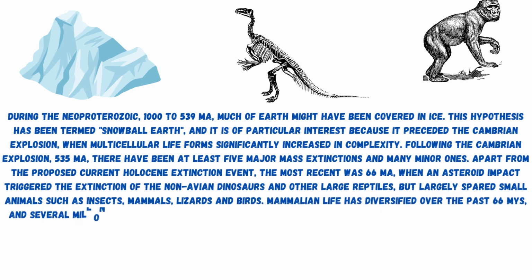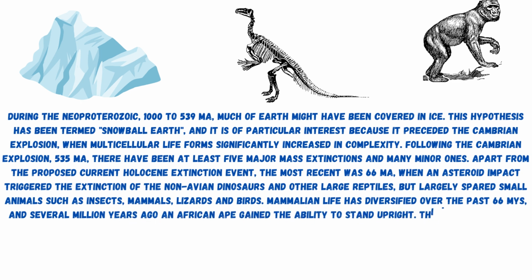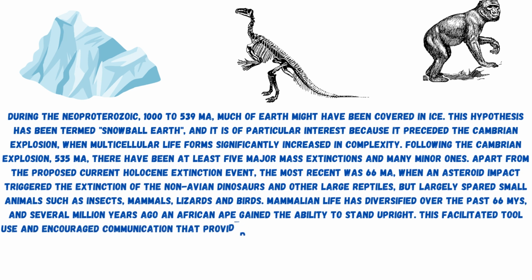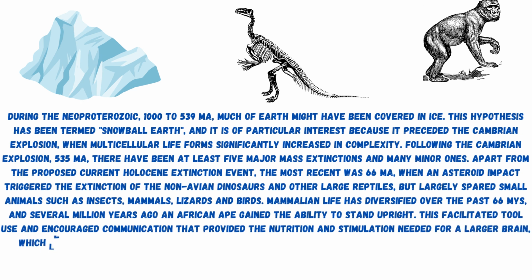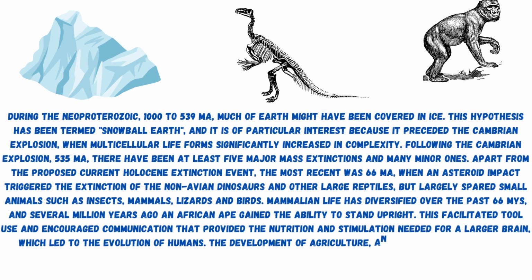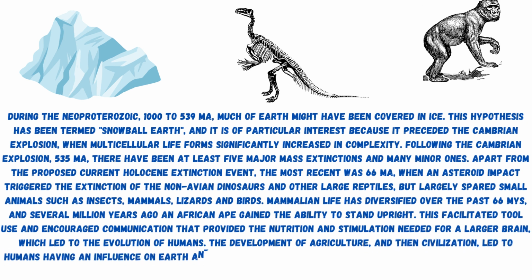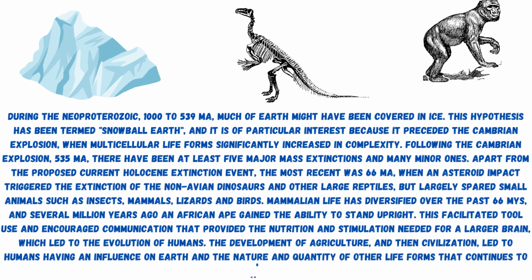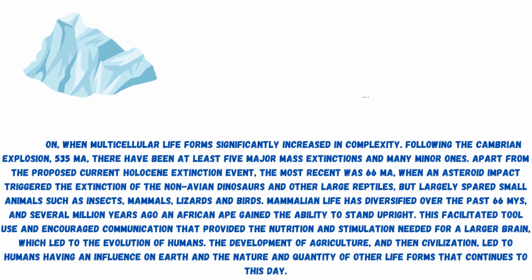Mammalian life has diversified over the past 66 Ma, and several million years ago an African ape gained the ability to stand upright. This facilitated tool use and encouraged communication that provided the nutrition and stimulation needed for a larger brain, which led to the evolution of humans. The development of agriculture, and then civilization, led to humans having an influence on Earth and the nature and quantity of other life forms that continues to this day.